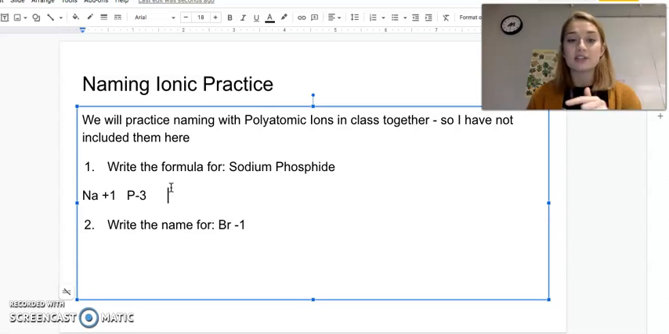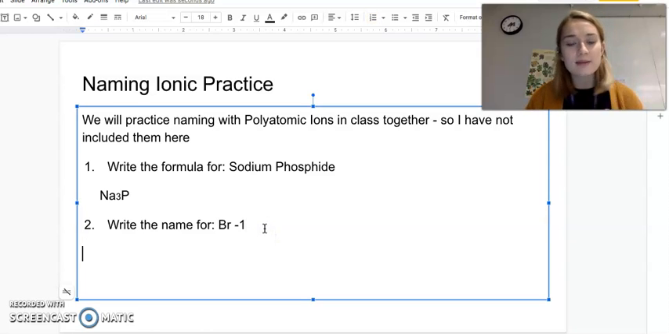I have to use that crisscross method, meaning the 1 is going to go to the P, the 3 is going to go to the Na, so I'm going to write Na3, and this would be obviously smaller, P, and then I can write a 1, but I don't have to. I'll just shrink this real quick to look a little bit better. There we go. I could just leave it like that. And that would be the formula for sodium phosphide.